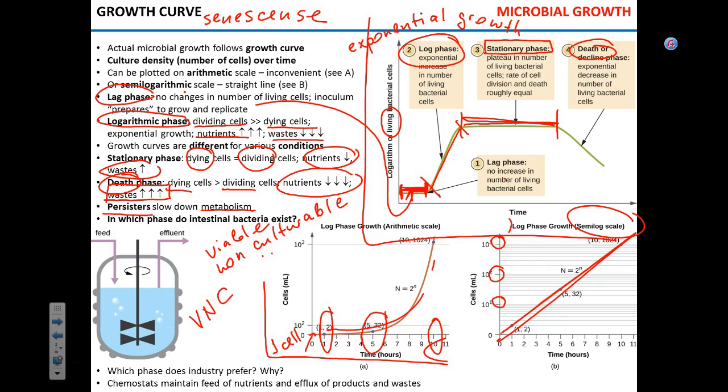It's not just bacterial poop. It's not just a waste. This waste can actually lead to bacteria dying. Make sense? So one of the challenges of fermentation technology is to maintain the industrial bacterial populations at the logarithmic phase. So industry prefers logarithmic phase. So how can you do that? How can you maintain bacterial cells in the logarithmic phase?